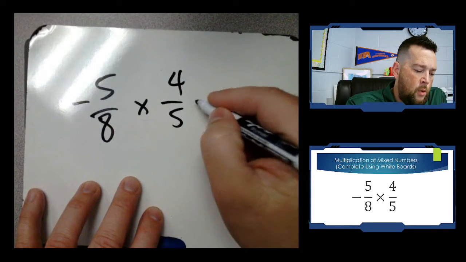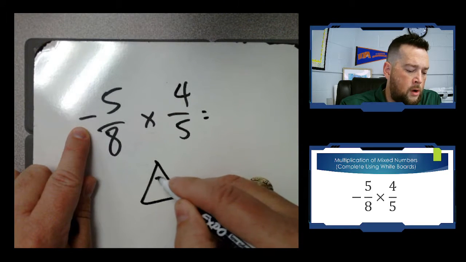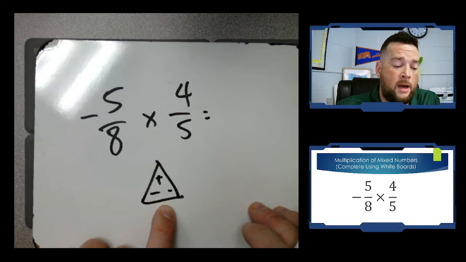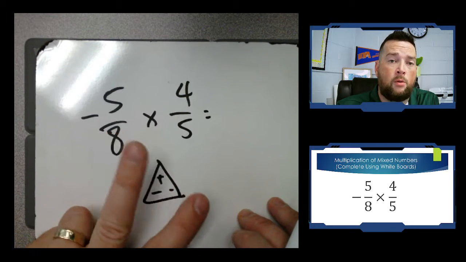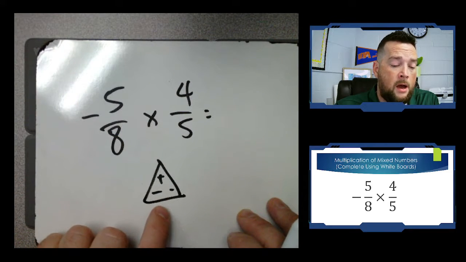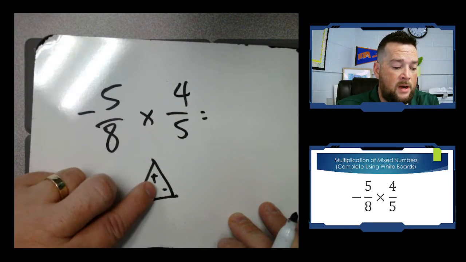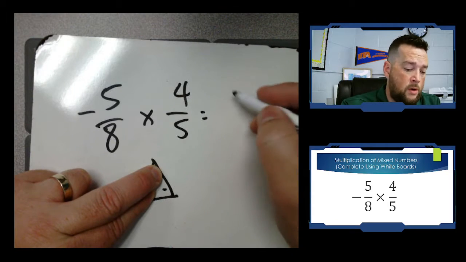All right. Whenever you have negatives and positives, again, I've showed you this tool before, but you want to use that tool, the positive, negative, negative triangle, to be able to determine the final product. So we're going to do that first. We're going to find out what the final product is going to be by using this tool. We have a negative multiplied by a positive. My product is going to be a negative.